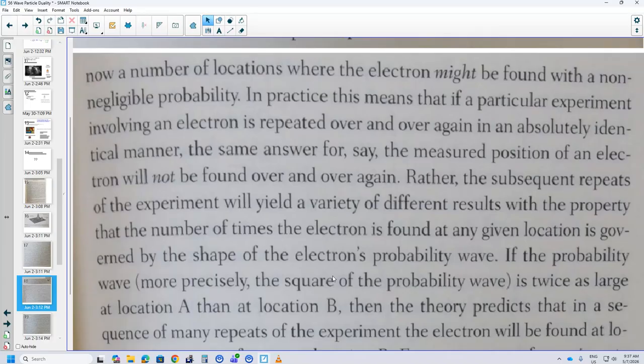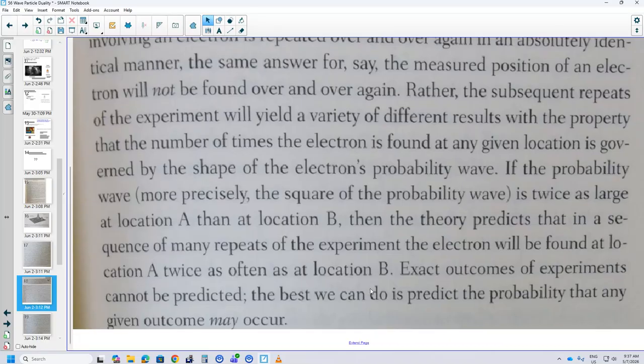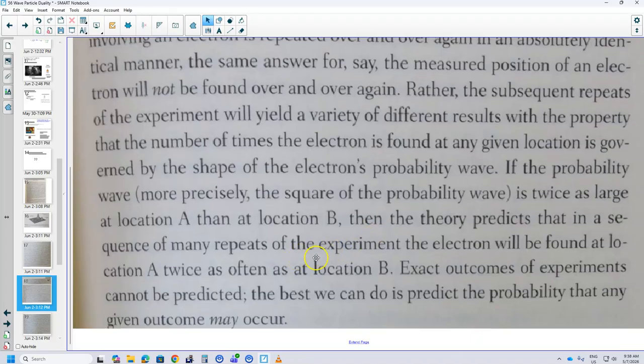Rather, the subsequent repeats of an experiment will yield a variety of results with the property that the number of times the electron is found at any given location is governed by the shape of the electron's probability wave. If the probability wave, or more precisely the square of it, is twice as large at location A than B, then the theory would predict that after many repeats of the experiment, the electron will be found at location A twice as often as location B. Exact outcomes of experiments cannot be predicted. The best we can do is predict the probability that any given outcome may occur.